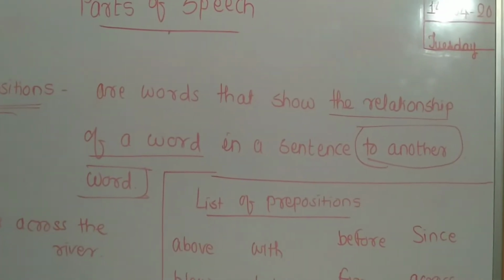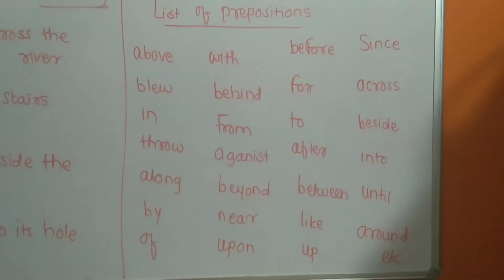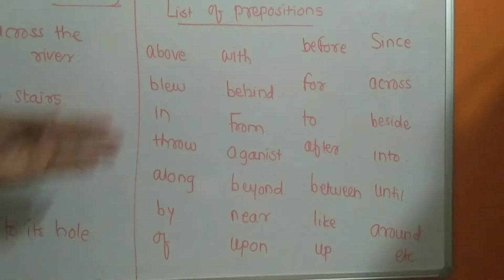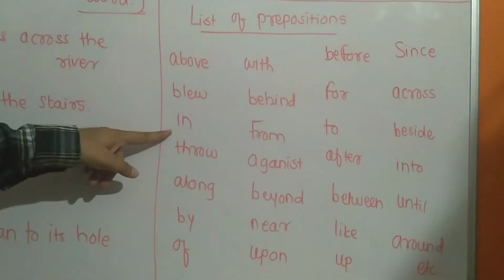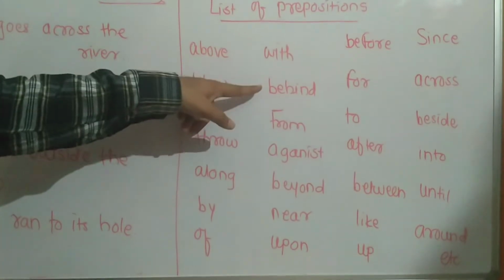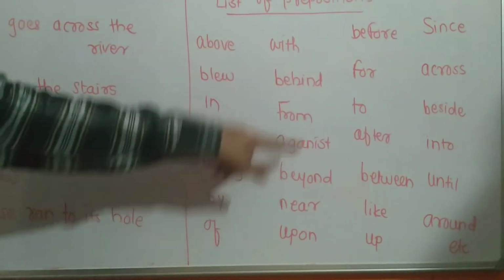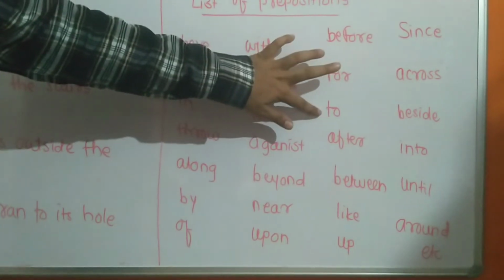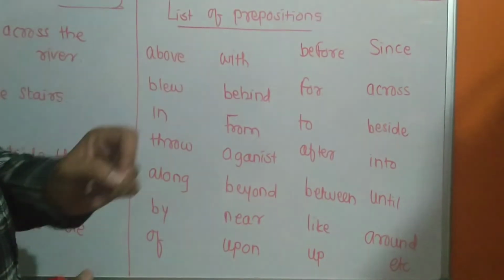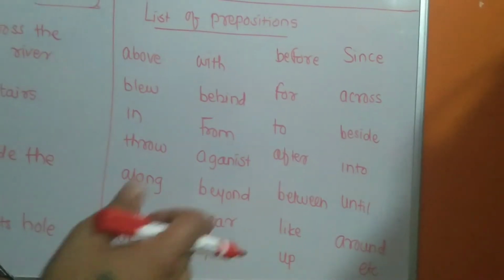Okay, now we have seen the list of prepositions. First of all, there are a number of prepositions we use to join or connect the sentence. Just like the list of prepositions: above, below, in, through, along, by, of, with, behind, from, against, beyond, near, upon, before, for, to, after, between, like, up, since, across, beside, into, until, around, etc.